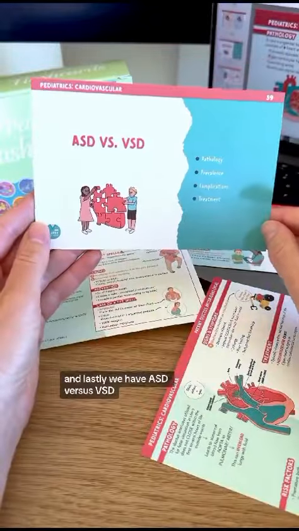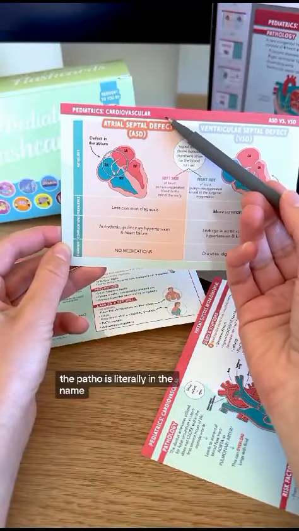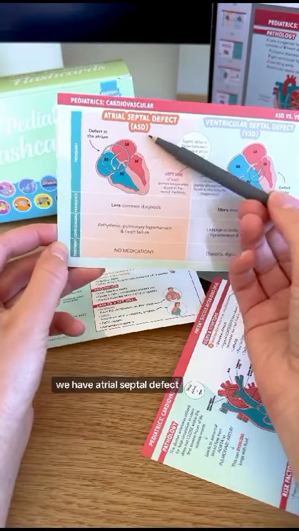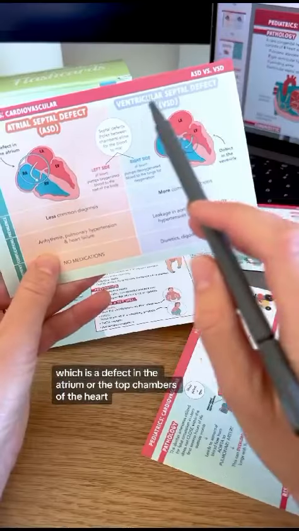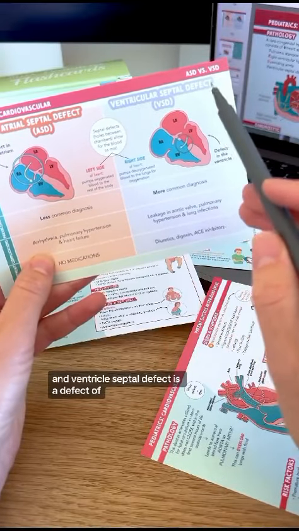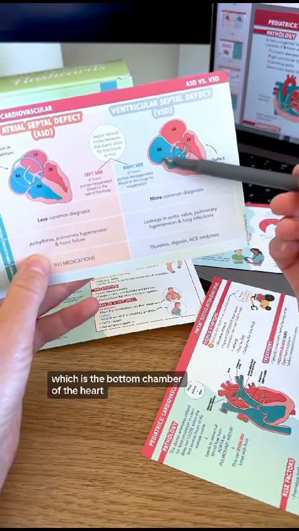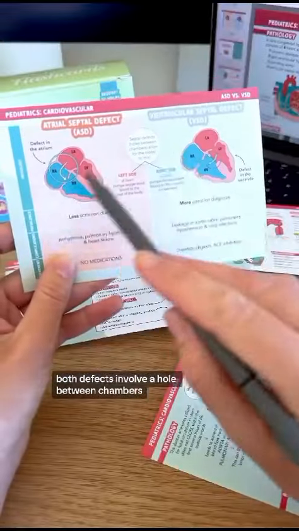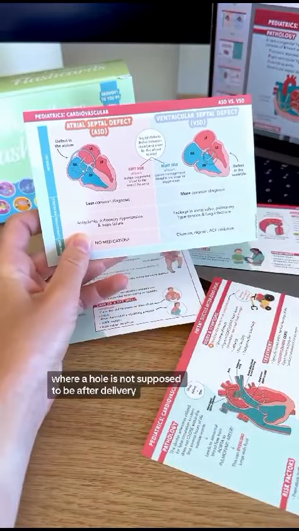And lastly, we have ASD versus VSD. The patho is literally in the name. We have atrial septal defect, which is a defect in the atrium or the top chambers of the heart. And ventricular septal defect is a defect of, you guessed it, the ventricles, which is the bottom chamber of the heart. Both defects involve a hole between chambers where a hole is not supposed to be after delivery.